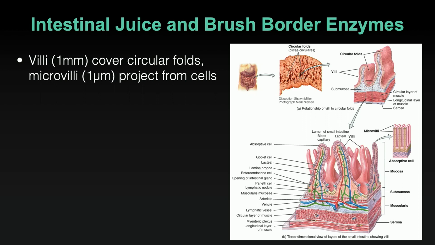Now we don't stop there. The villi themselves have their own carpeting. The microvilli are microscopic tufts of hair that line the individual villi and increase surface area another order of magnitude. So villi may be a millimeter in length, microvilli a micrometer in length, 1,000-fold different. Milli to micro, 1,000 times different in size.